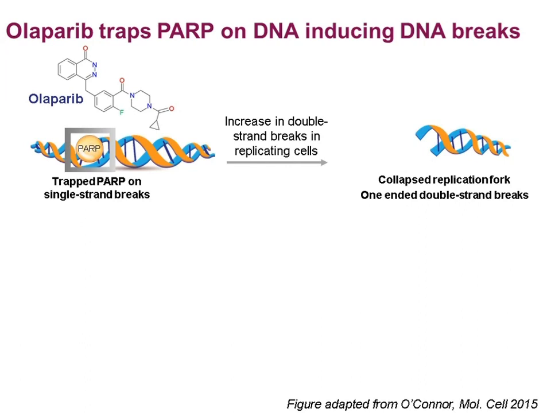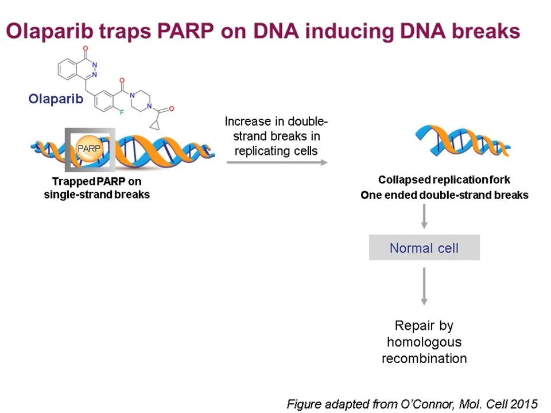And the idea is that the longer the PARP is trapped onto the DNA, the greater the chance that the replication fork will reach that trapped PARP onto the DNA, and you will get a stalling of the replication fork and then cleavage of the DNA, what's called collapsing of the replication fork, resulting in a one-ended DNA double-strand break.